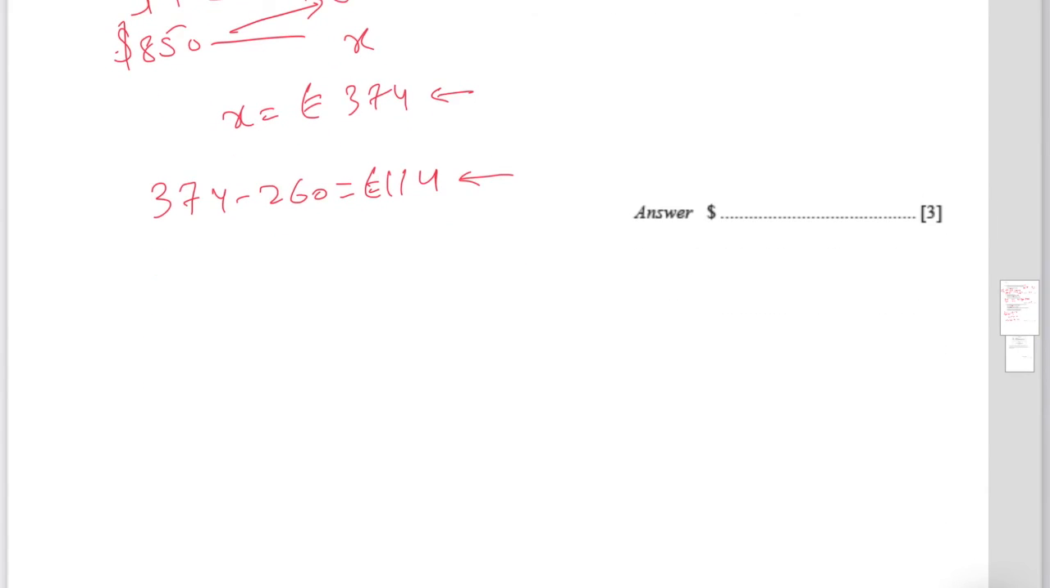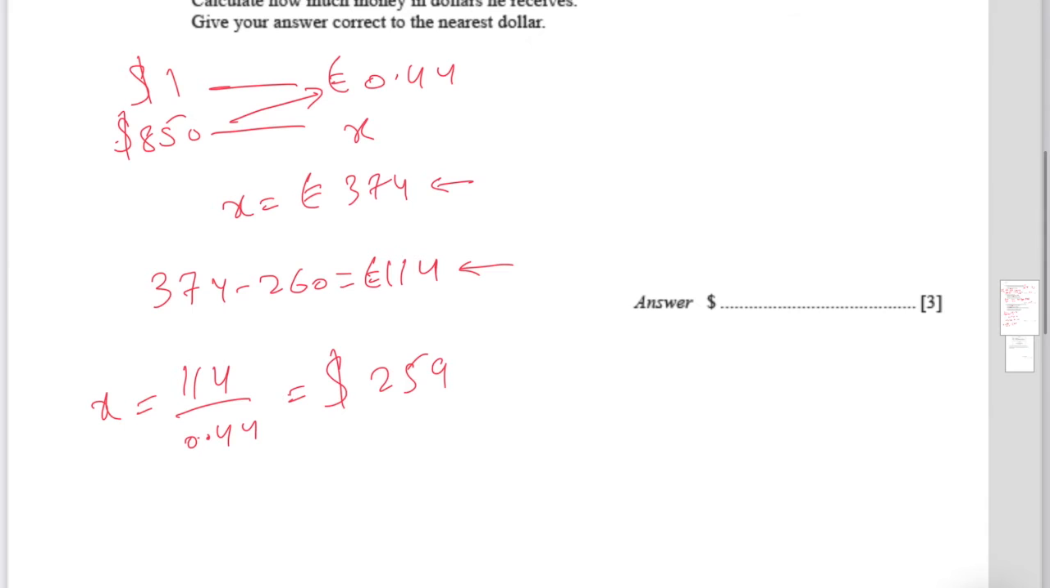Now he converts this amount back to dollars. So you divide 114 by 0.44 because initially you multiplied it. Divided by 0.44, you get $259. That is the amount he receives after converting them back. He spent a lot of money.